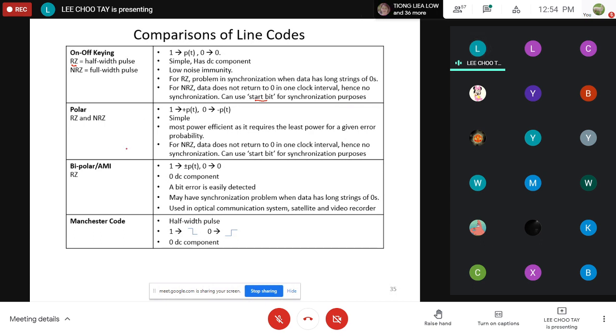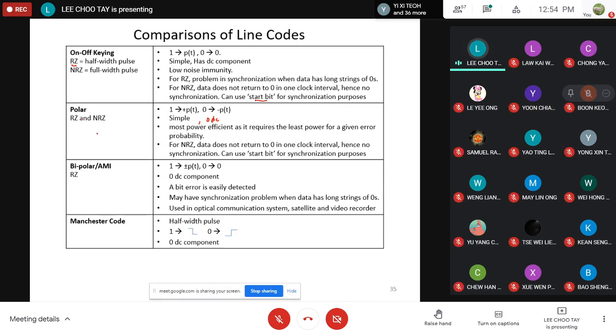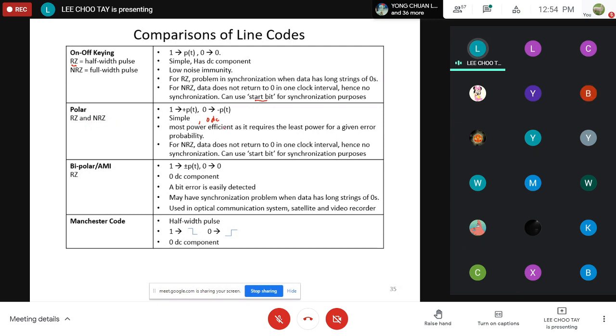For polar, one is transmitted with a positive pulse, zero is transmitted with a negative pulse. This method is very simple as well. Another thing I forgot to mention is that it has zero DC component. We're going to see this method again in more detail later on. It is the most power efficient method, because it requires the least power for a given error probability. We'll look at this in the next chapter, I believe. I'm not sure, do I have it? I forgot already. Oh no, I don't have it. I think it will be in chapter 7.